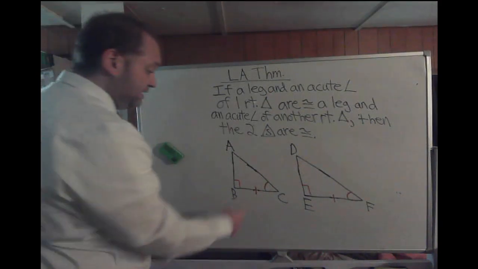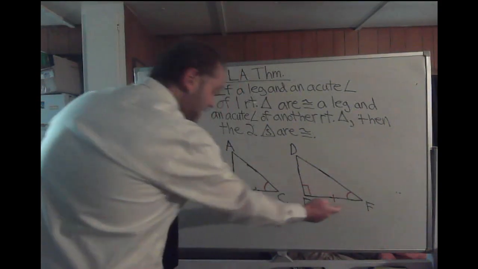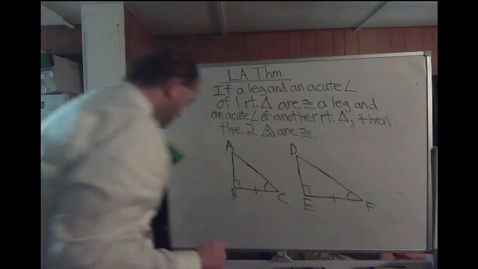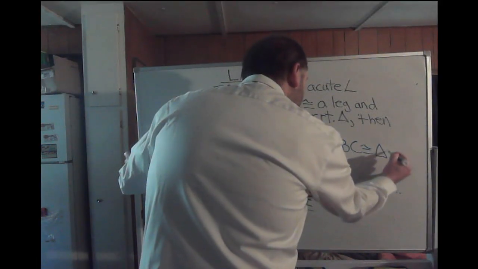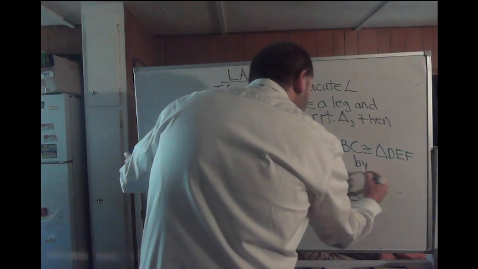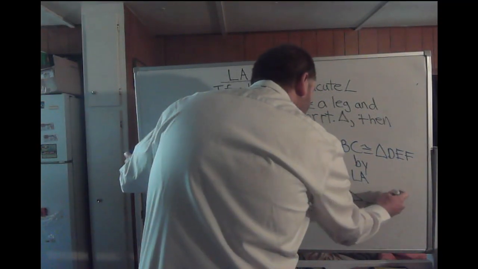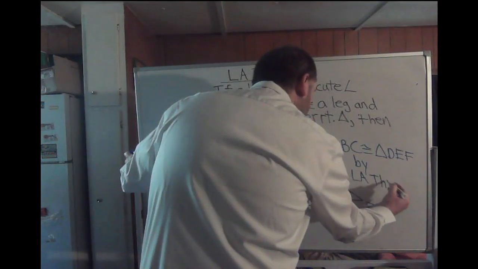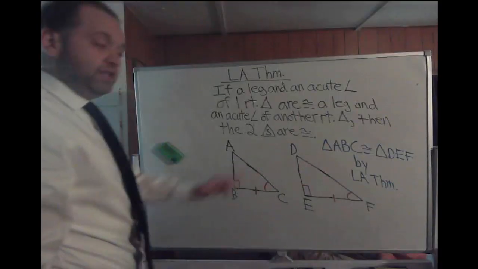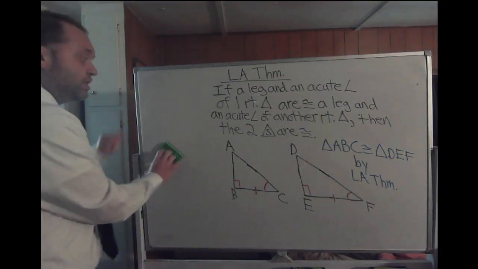Here we see that leg BC is congruent to leg EF, and then angle C is congruent to angle F. So by the LA theorem, we can say that triangle ABC is congruent to triangle DEF by the LA theorem, the leg acute angle theorem. So these are all some really good tools for dealing with right triangles.